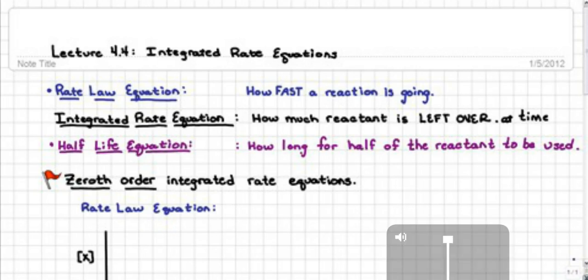In our study of chemical kinetics, we've already encountered something called the rate law equation. The rate law equation is a formulation that tells us about how fast a reaction is going. It has this form where the rate of the reaction is equal to a reaction rate constant, a proportionality constant, times the concentrations of the reactants.